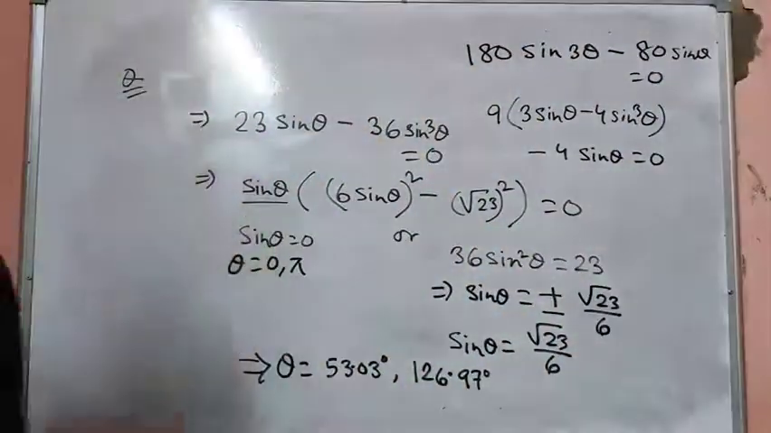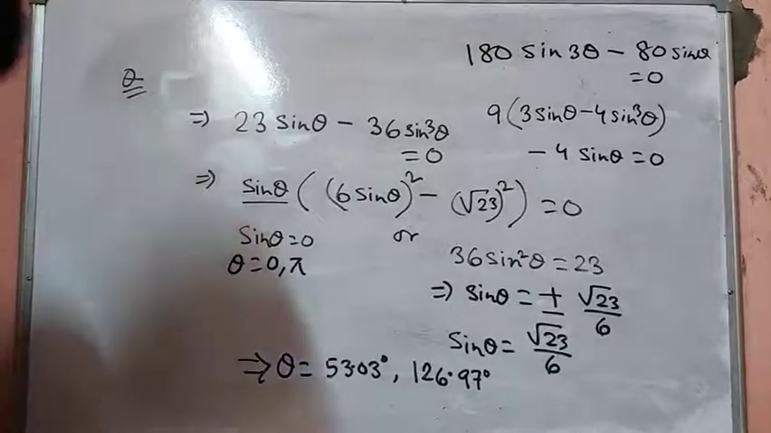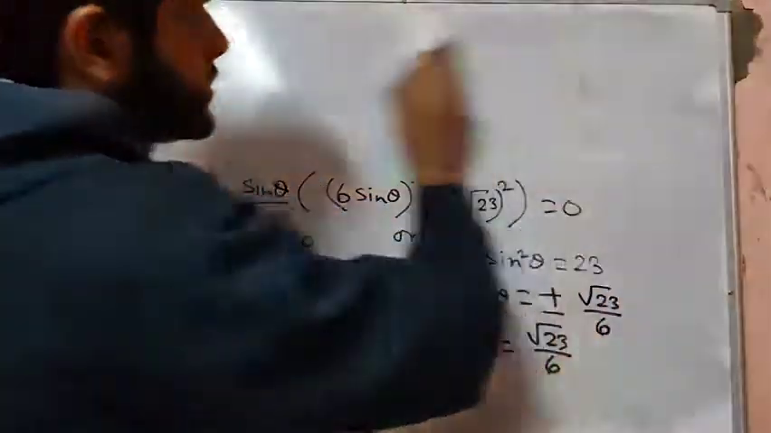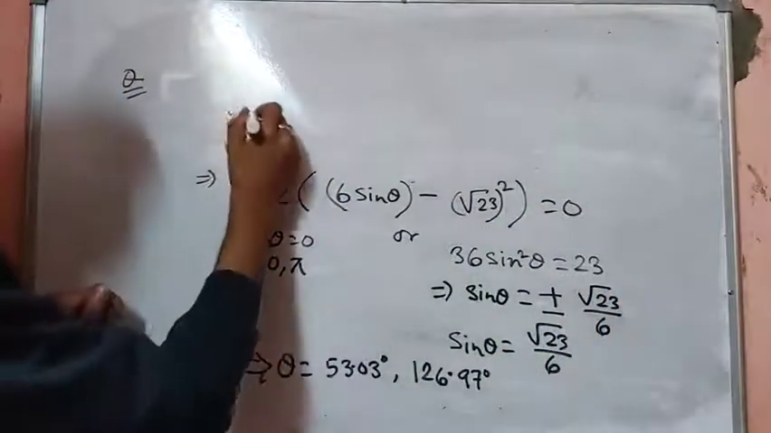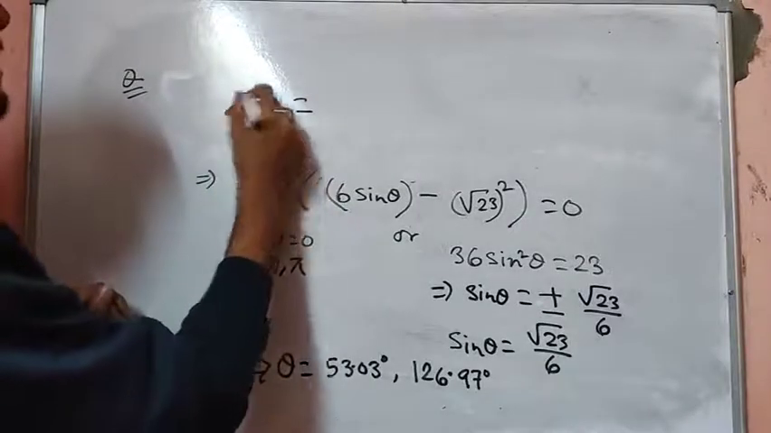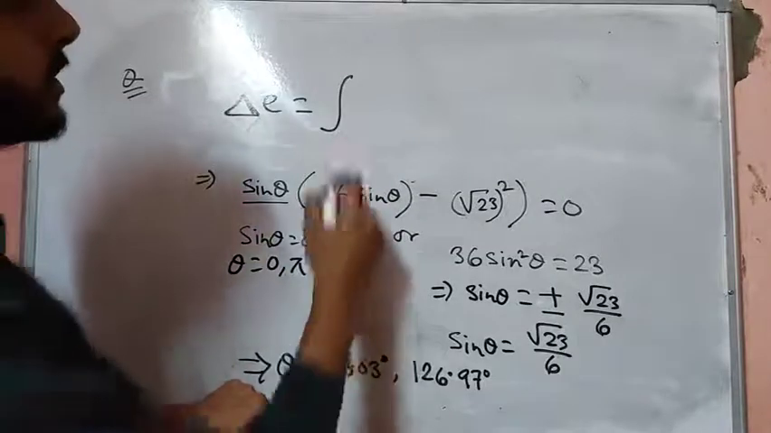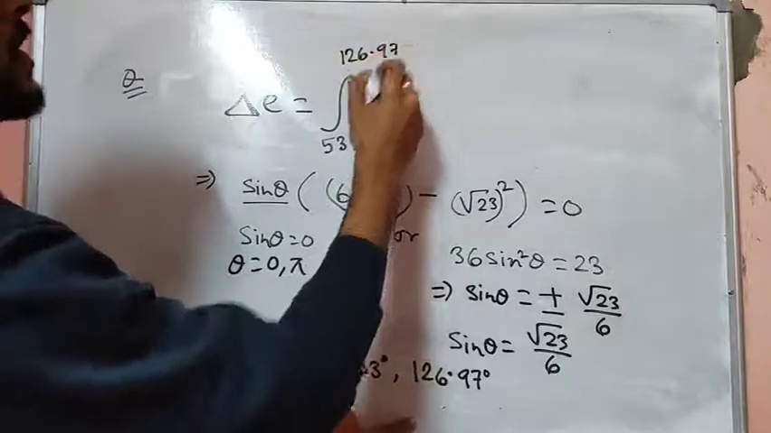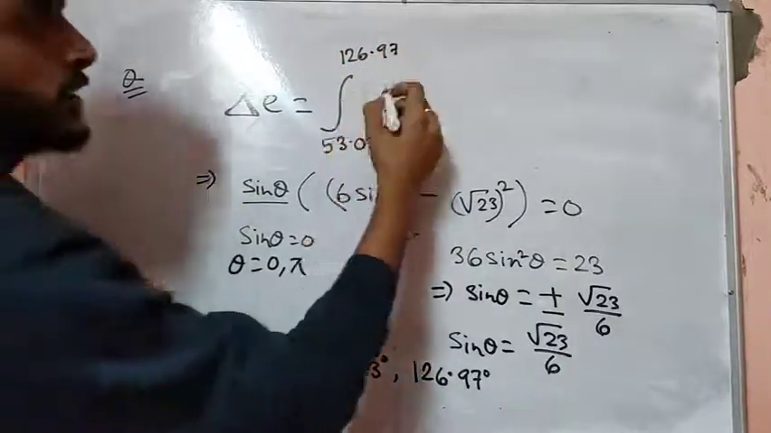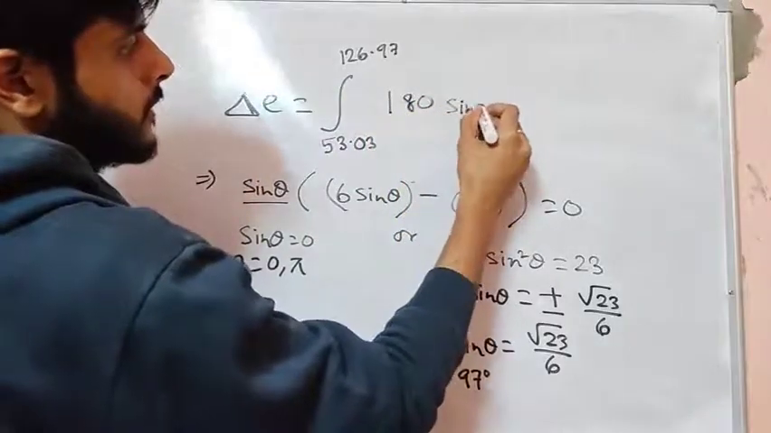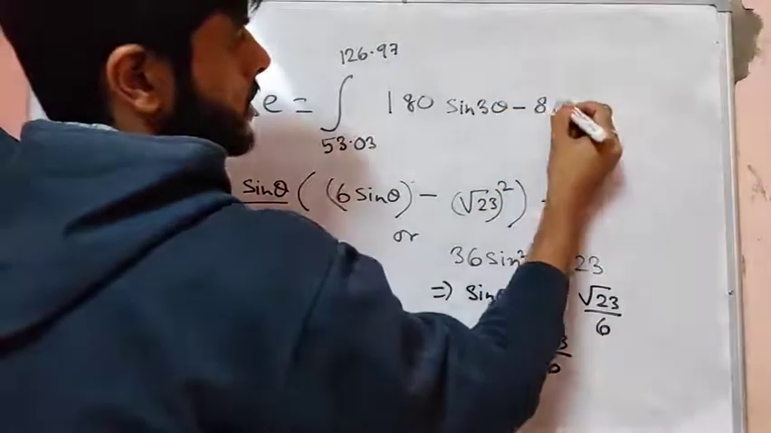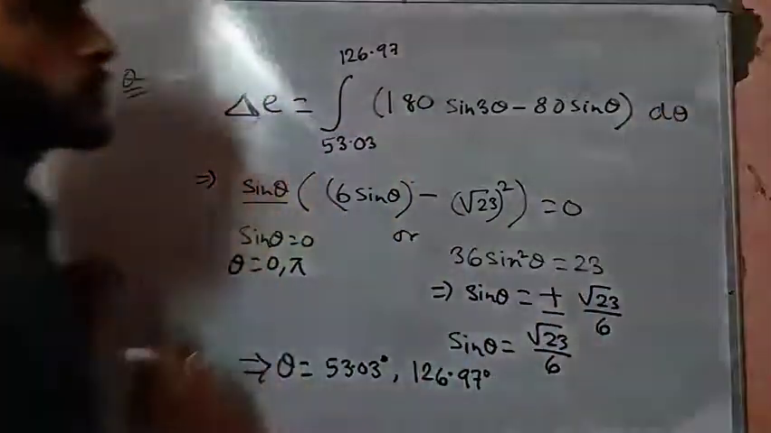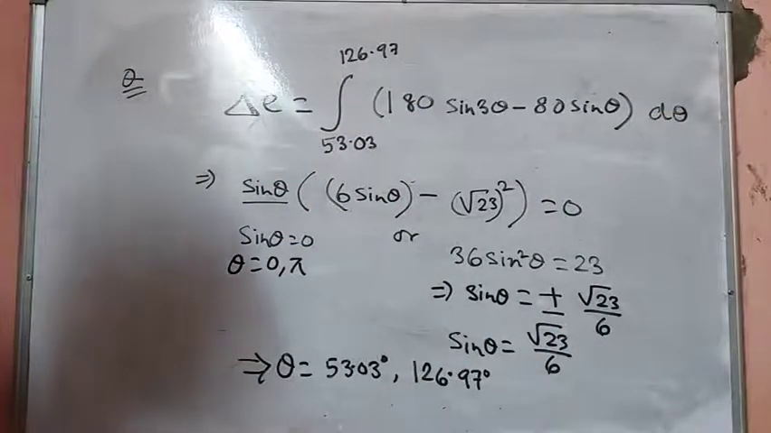So how do we find the maximum fluctuation of energy? The maximum fluctuation of energy, delta E, is the integral with limits from 53.03 to 126.97 of delta T, where delta T is T input minus T output, that is 180 sine 3 theta minus 80 sine theta, d theta. This is the maximum fluctuation of energy.